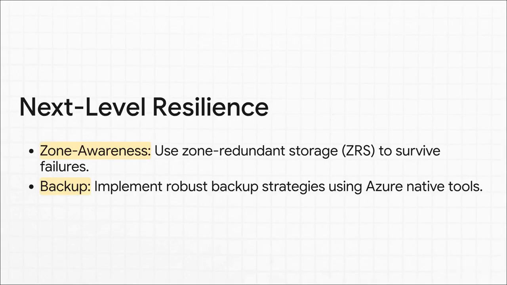And of course, once you've picked your storage, you've got to make it ready for the real world, right? Production ready. And that means thinking about resilience. For both disks and files, you can and should use Azure's zone redundant storage options. That protects you if an entire data center fails. And obviously, you absolutely must have a rock-solid plan for backing up all this critical stateful data.